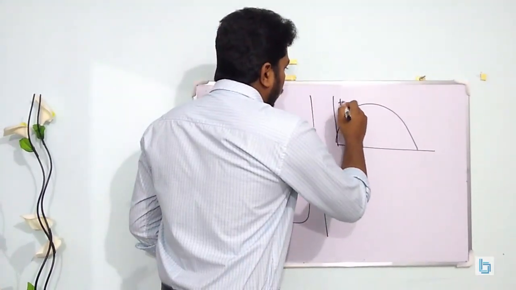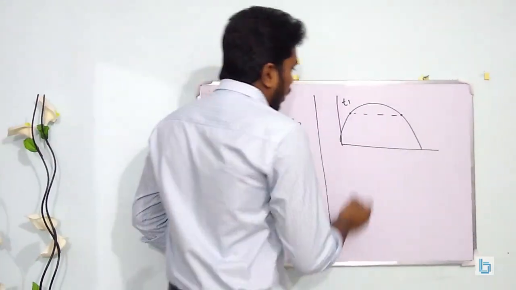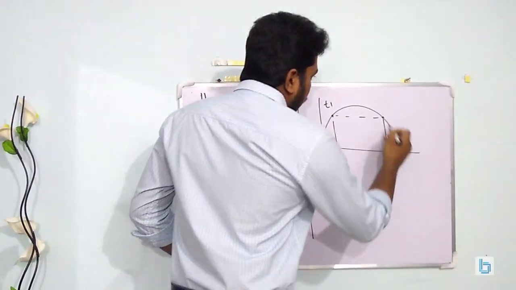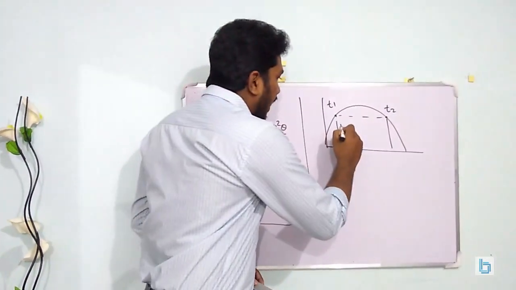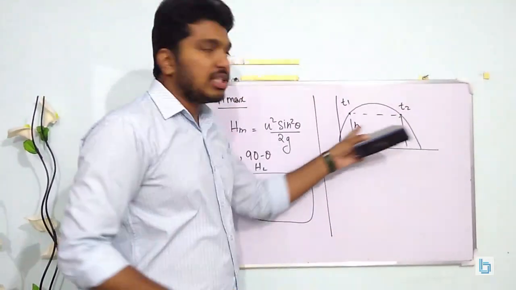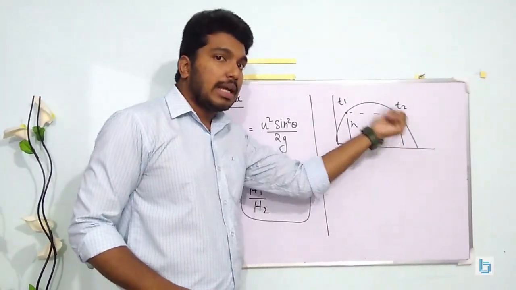Up to here the time is t1, and when it crosses this point, they are actually at the same height, these 2 points. Suppose the time to cross this point is t2, and the corresponding height is h. The time at which it crosses this is t1, and the time at which it crosses this is t2.